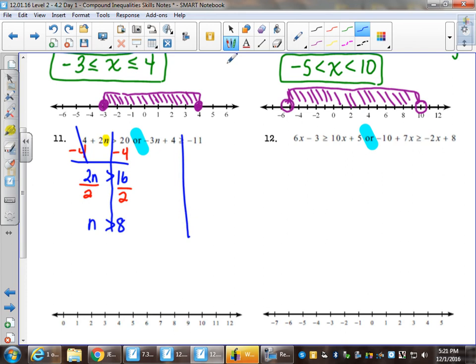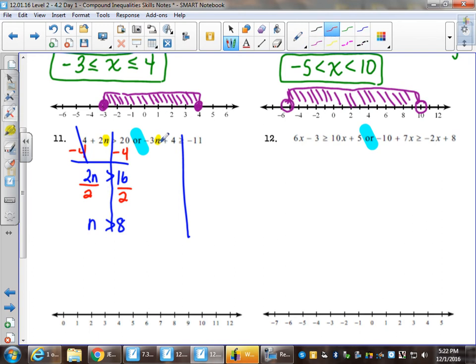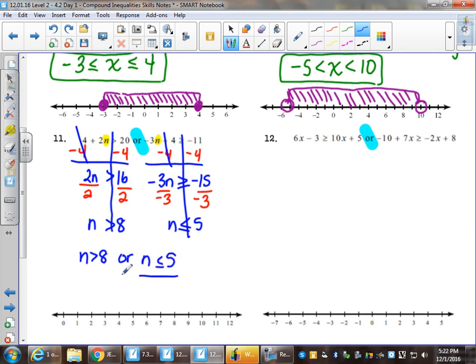I'm going to go work on this inequality. Here's n. If there's something I can add or subtract, I want to do that first. I can subtract 4 from both sides. So I get negative 3n is greater than or equal to negative 15. Divide by negative 3. Inequality sign is going to change direction. We're going to flip it because we divided by a negative. So I get n is greater than 8 or n is less than or equal to 5.